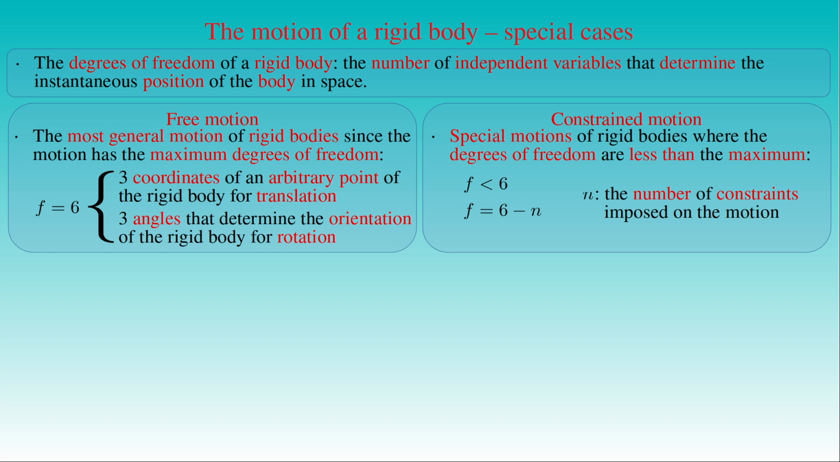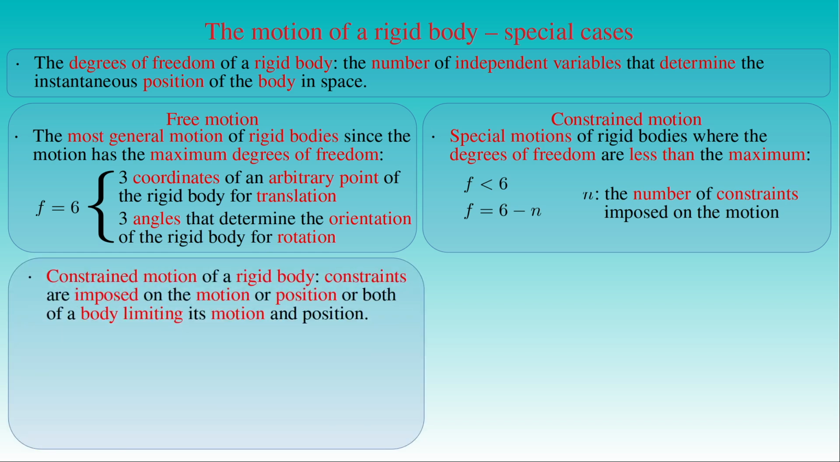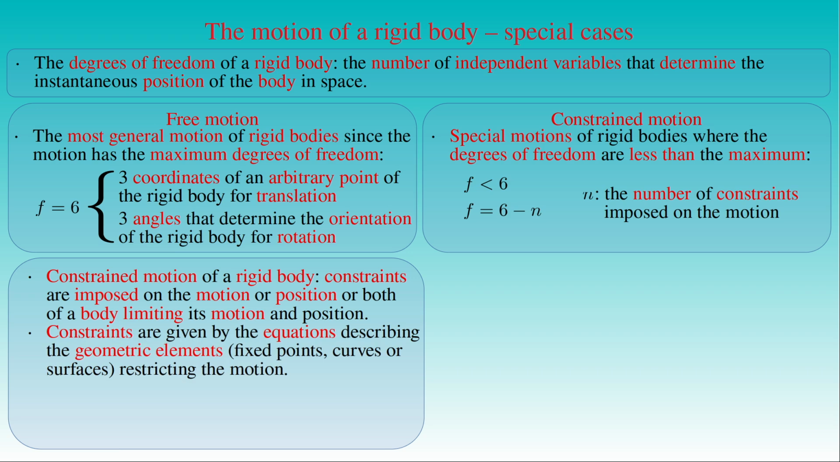We already studied constrained motion in the case of a point mass, and this concept can also be applied for a rigid body, where constraints are imposed either on its motion or its position, or on both, limiting its motion and position. For the rigid motion described in a coordinate system, constraints are given by the equations of geometric elements representing some restriction in the motion of the body. Such geometric elements can be some set of fixed points of the rigid body, curves, or surfaces.